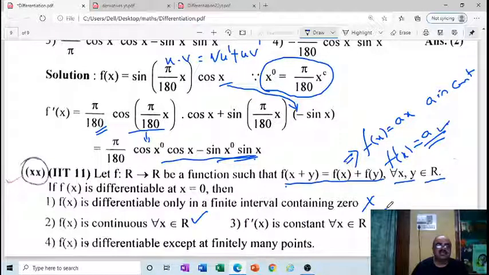Now last one, f dash of x is differentiable except at finitely many points. No, this is wrong. So friends, here more than one answer is correct. More than one. So the answers here are 2 and 3. Both second and third answers are the right answers for this.